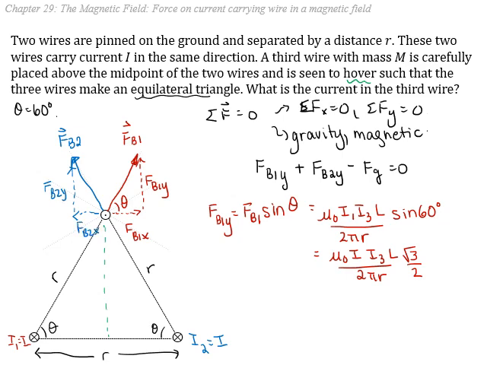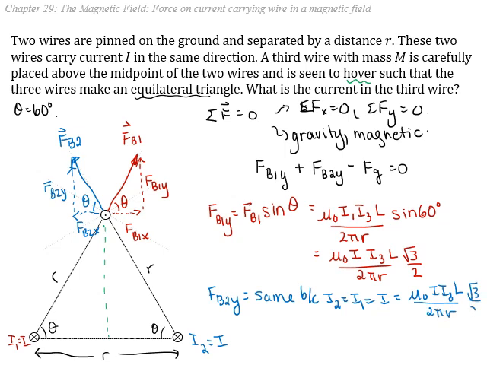I'm not going to go through the sum of the x forces. If you wish, you can go through it and you would see that that's equal to 0. So my FB2y is going to be exactly the same as my FB1y. It's because the magnitudes of those forces are the same because the currents in the wire are the same. So because I2 equals I1 equals I. So FB2y is mu naught times I3. I'm going to write a little smaller here so I can squeeze it all in. 2 pi r root 3 over 2.